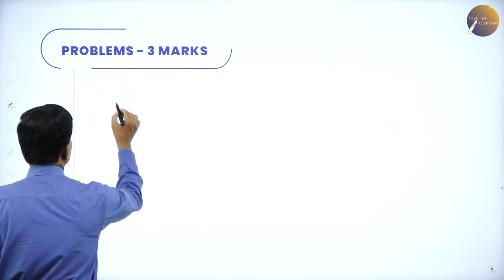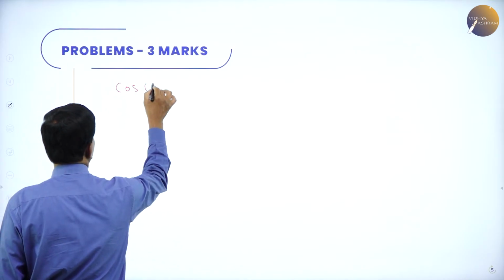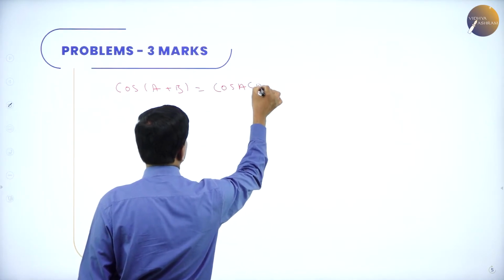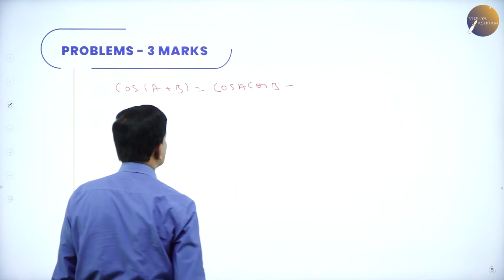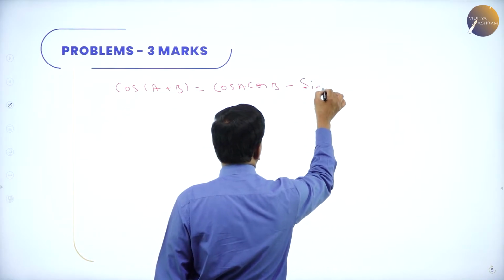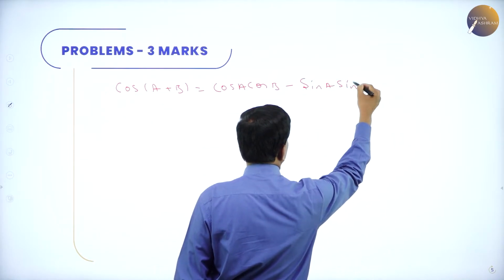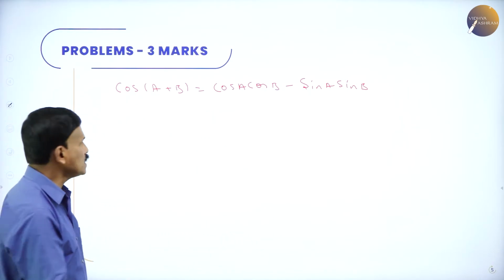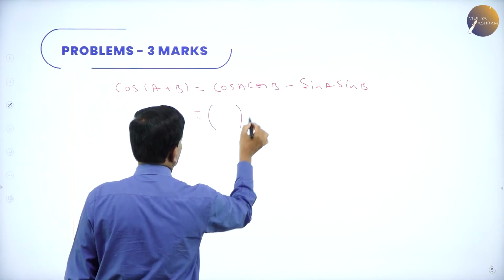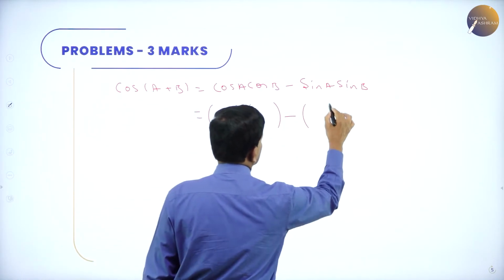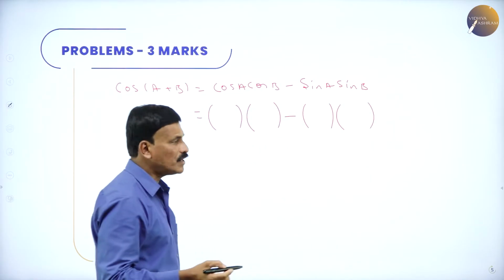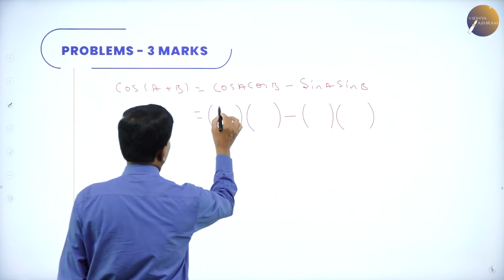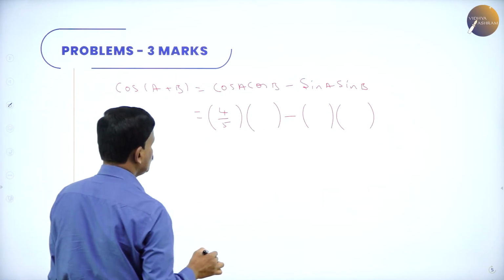Now cos A plus B, we know that cos of A plus B is equal to cos A cos B minus sin A sin B. Substitute the values of cos A, cos B, sin A and sin B. So what is cos A? Cos A is equal to 4 divided by 5. And what is cos B?